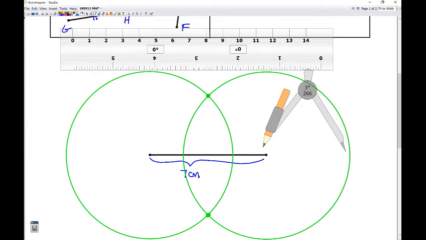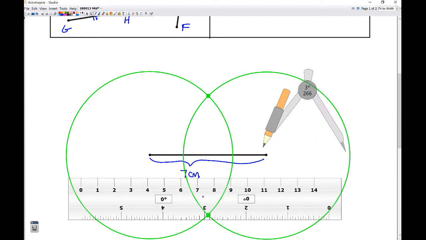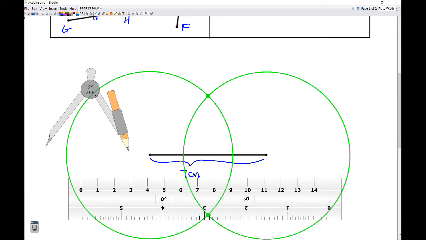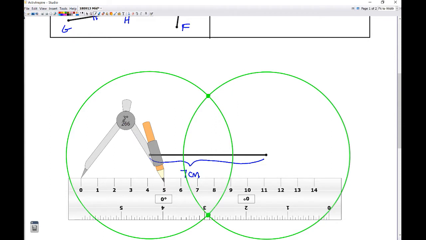All right, here we go. This time, you ready? This time I want you to set your compass opening to 4 centimeters. So you're going to change your compass opening. It was 5 centimeters.